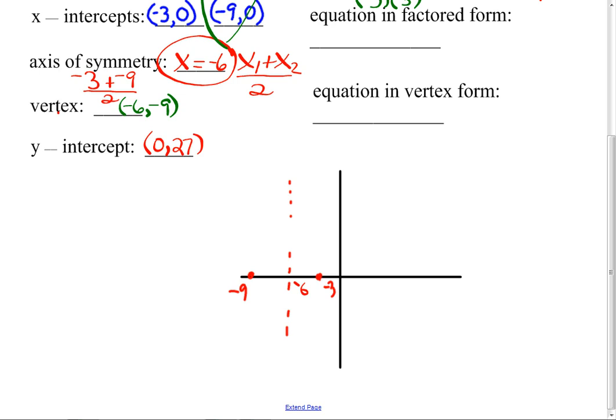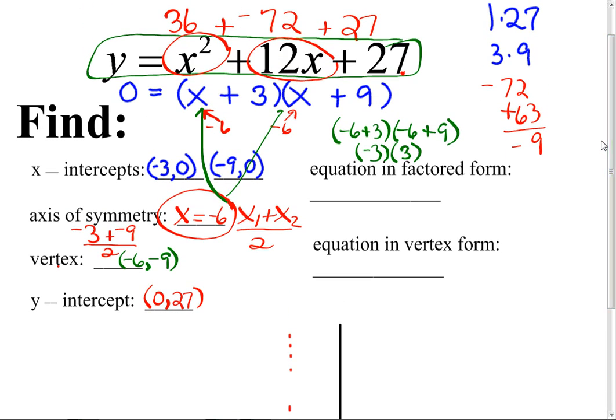Okay, we're almost done. Oh, we did the equation in factored form. I just wrote it in the wrong place. So y equals, that's this piece right here, x plus 3, x plus 9. Now the vertex form is going to be harder.